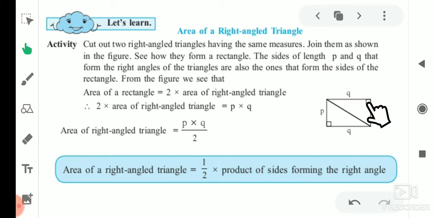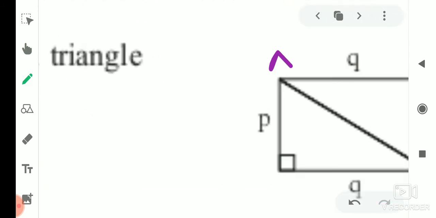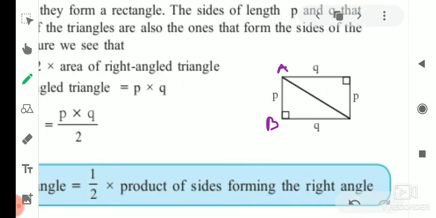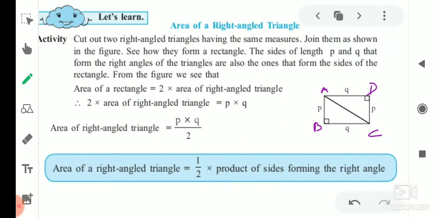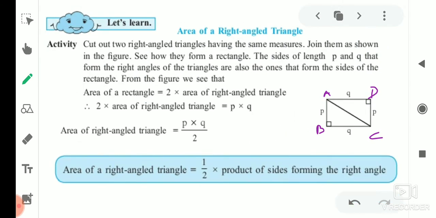Suppose this is a rectangle ABCD, we give it the name ABCD. If we cut this rectangle along the diagonal, then it divides the rectangle into two equal right angled triangles, right? This is one right angle triangle and this is another right angle triangle. If we cut a given rectangle into two parts along the diagonal, then it cuts up into two right angle triangles.